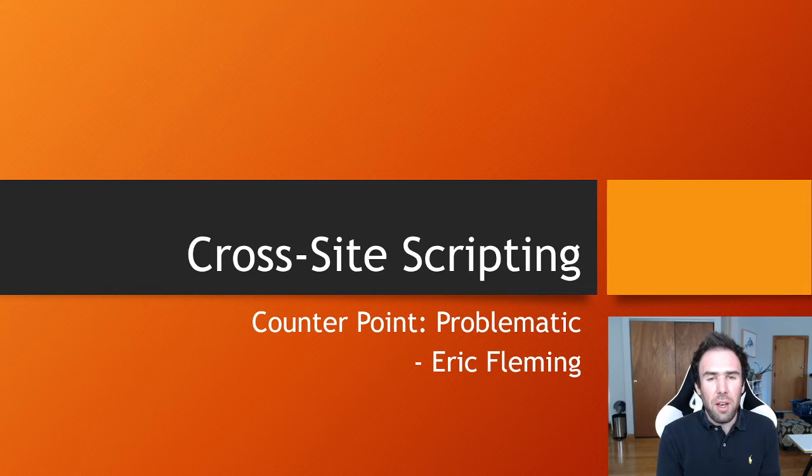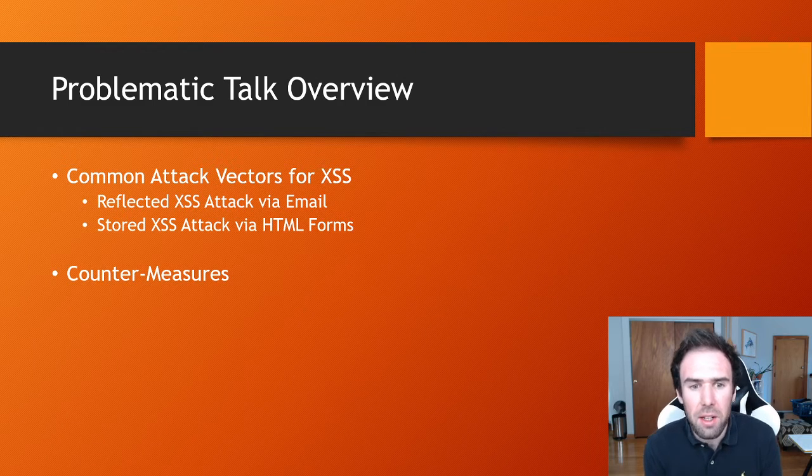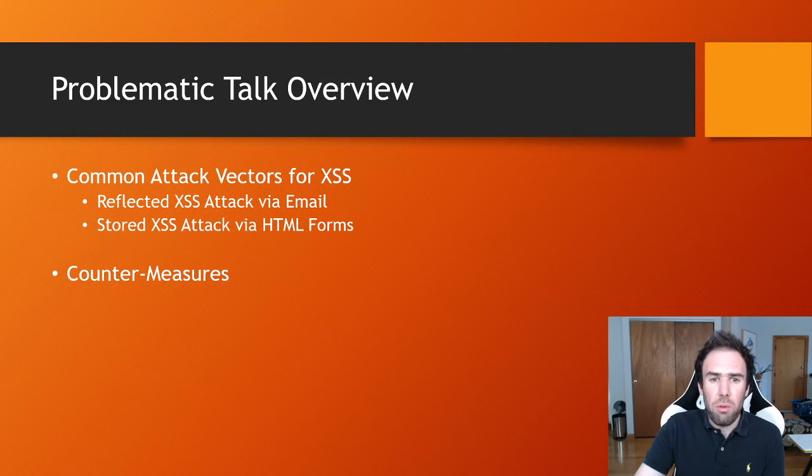It was really helpful that he went over the three different categories of cross-site scripting attacks. I'll touch on two of the three because I think that there's not a lot of moving pieces to understand. We'll talk about some of the countermeasures that we could implement. So as I was just saying, we're going to go over common attack vectors for two different types of cross-site scripting attacks. The first is a reflected XSS attack via email, and the second is a stored cross-site scripting attack from the HTML forms.